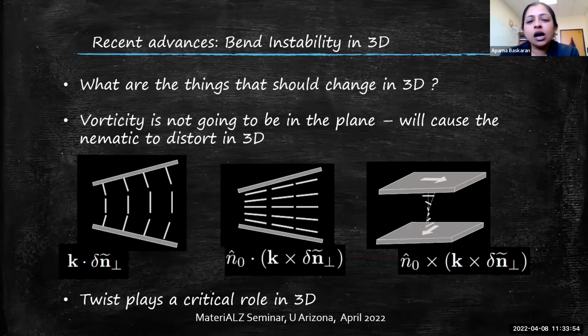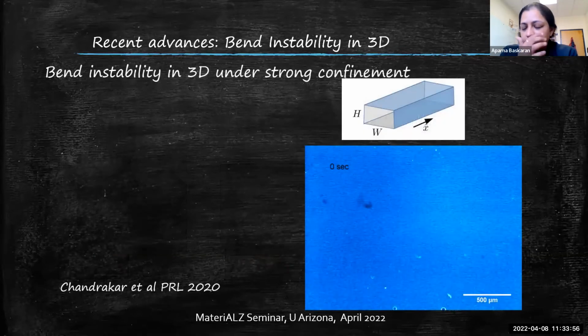So I want to give you a couple of examples of things that we have done where we've seen the effect of this twist. Now, remember the story I just told you. There is a bend instability. If I have a uniform aligned active nematic, it is unstable to bend. The moment it bends, it will get distorted.